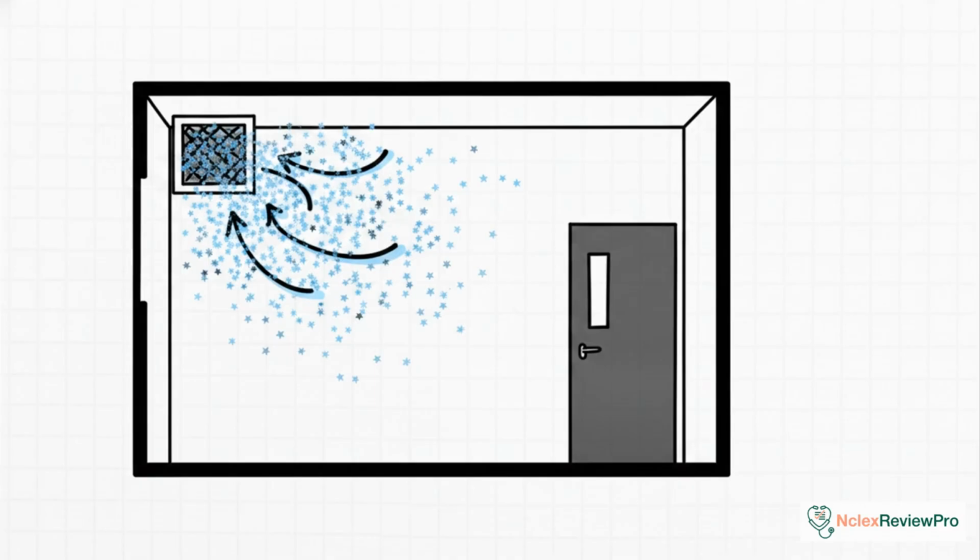These patients absolutely must be put in a private, negative pressure room. The door stays closed, and the room actively sucks air out through a special filter, making sure no infectious particles drift out into the hospital hallway.